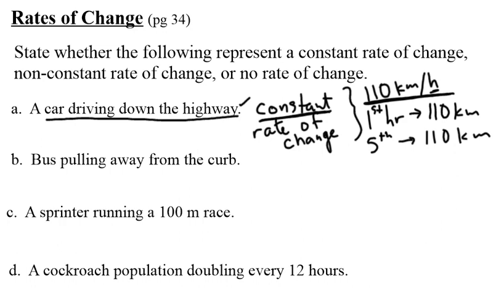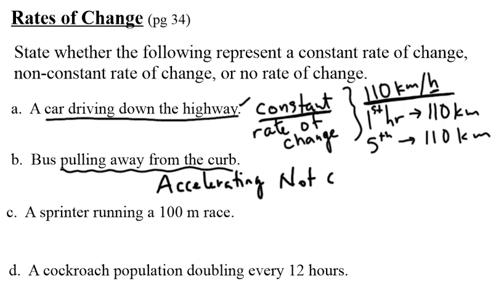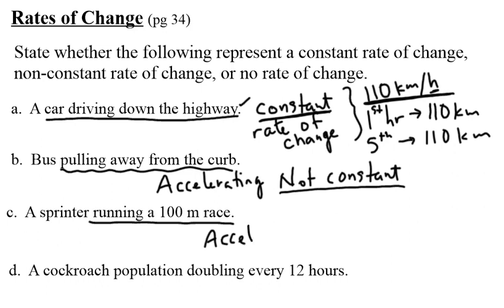Whereas a bus, if we take a look at B, if a bus pulls away from the curb, what's the bus doing as it pulls away from the curb? It's accelerating. And accelerating means it's not constant. The speed it's going initially, it has to get up to speed, which means it's not constant at that time. A sprinter running a 100-meter race, is that a constant rate of change? It's not. Again, the idea of accelerating.